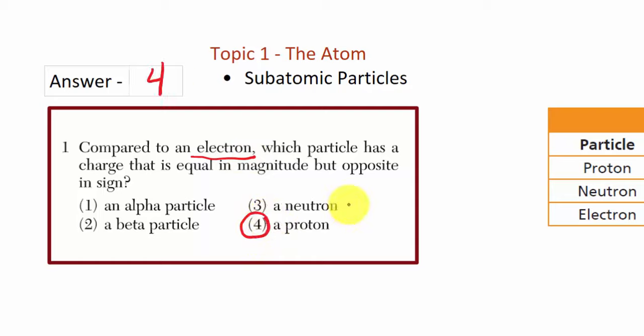The neutron has no charge. The beta particle, if you recall from nuclear chemistry, has a -1 charge. So that's the same as the electron. The alpha particle is positive, but the alpha particle's charge is +2. That's too big. So we're going to stick with answer number 4. That would be the proton.